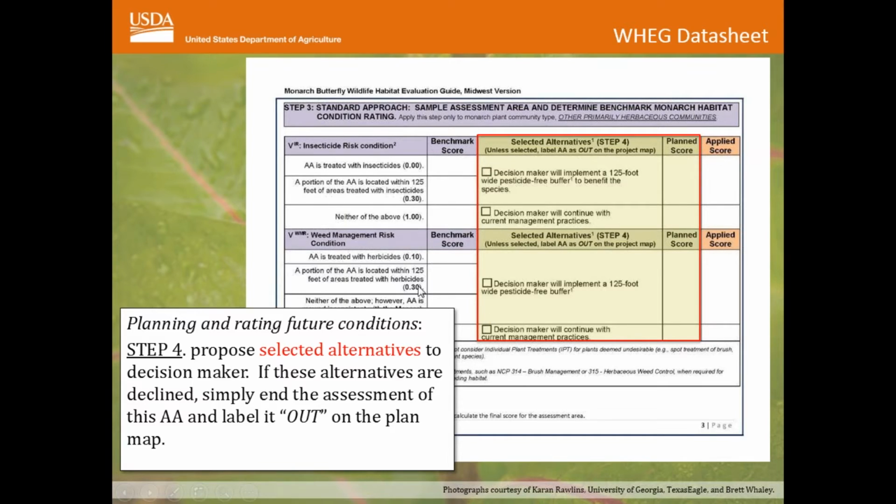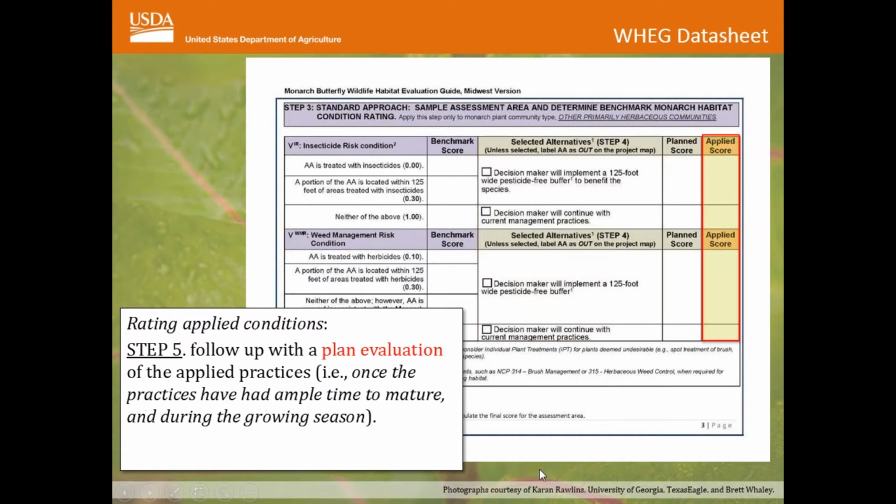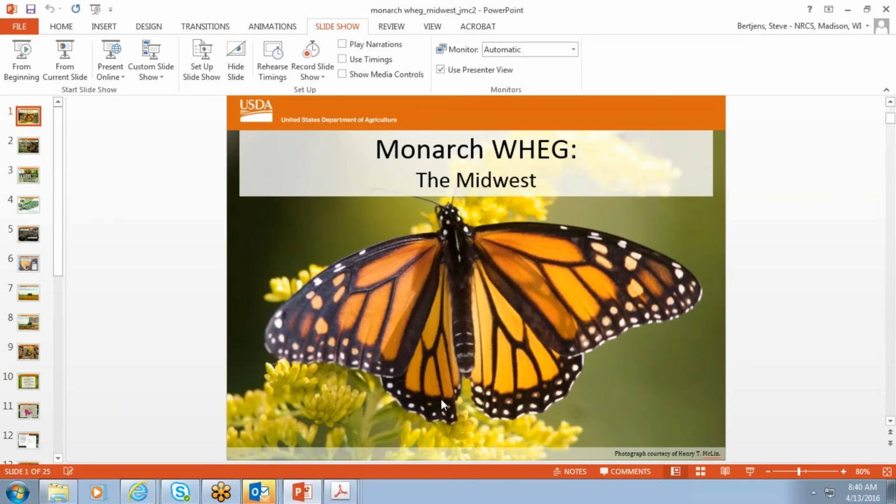And then below there is your weed management risk condition also. And once again, this does state pesticide-free buffer. I can't correct it on this particular one, but you'll see it's corrected on the example that we'll do. We talked about the planned evaluation. So that's what I have for the PowerPoint.